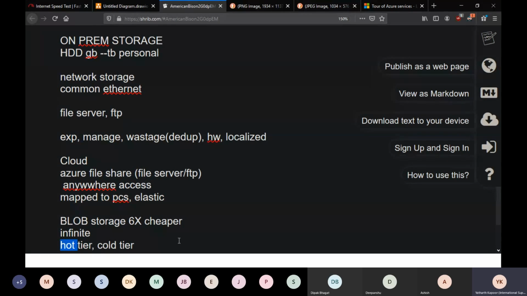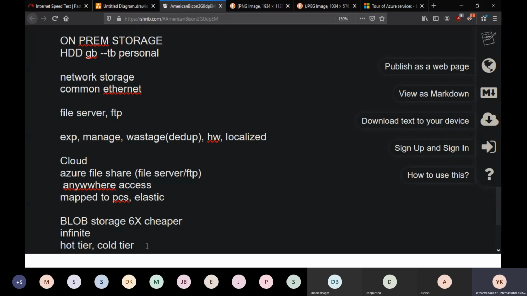So if you have a lot of data to store, you will store it in the cold tier. If you have some data to store, still a lot, but I'm still going to use it every now and then, I'm probably going to go with the hot tier in this case, right? So that's the difference between cold tier and hot tier, right?